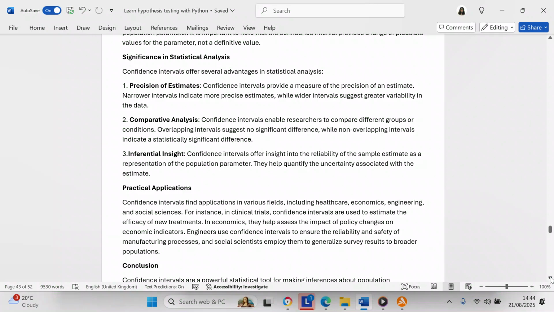You have a comparative analysis. Confidence intervals enable researchers to compare different groups or conditions. Overlapping intervals suggest no significant difference, while non-overlapping intervals indicate a statistically significant difference. And you have inferential insight. Confidence intervals offer insight into the reliability of the sample estimate as a representation of the population parameter. They help quantify the uncertainty associated with the estimate.